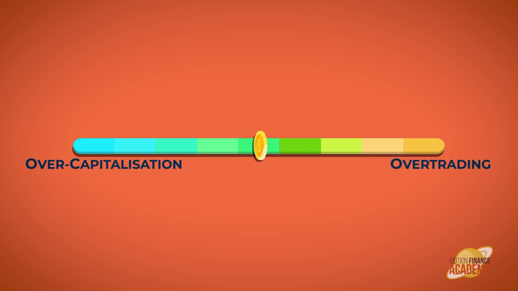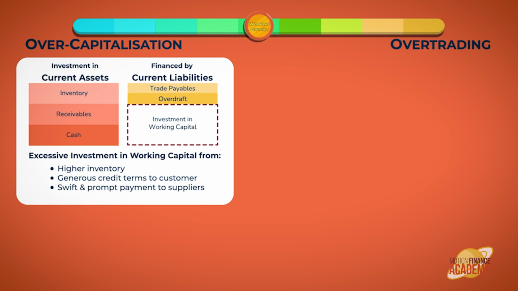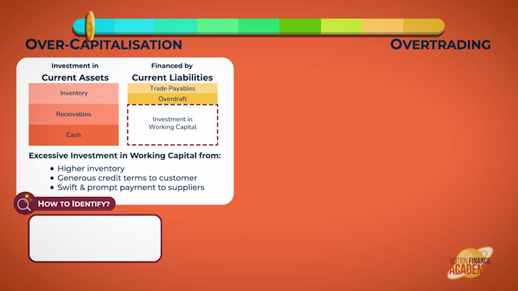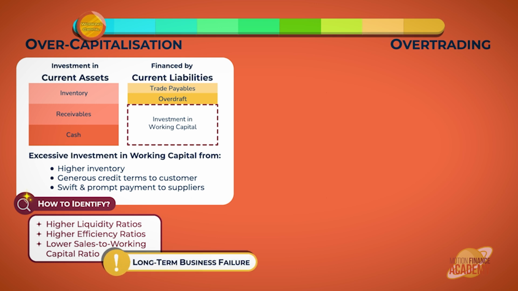If a business holds excessive inventory, trade receivables, or idle cash and relies minimally on trade payables, it is said to be overcapitalized. This can be identified through ratio analysis of a business's financial statements using liquidity ratios and working capital efficiency ratios. While this does improve liquidity, it reduces profitability. A business cannot grow at a competitive rate if it's overcapitalized, ultimately leading to business failure in the long term.